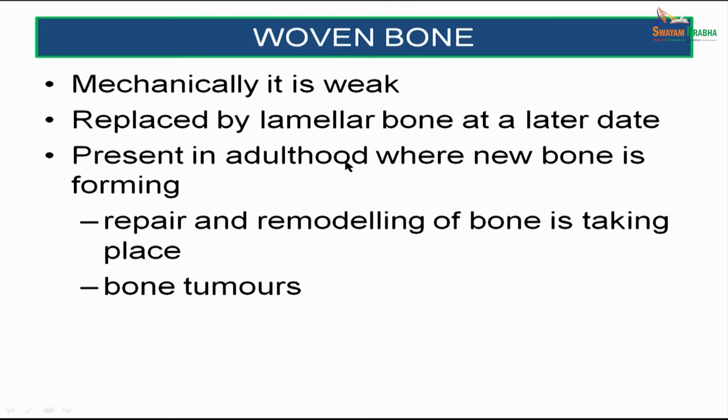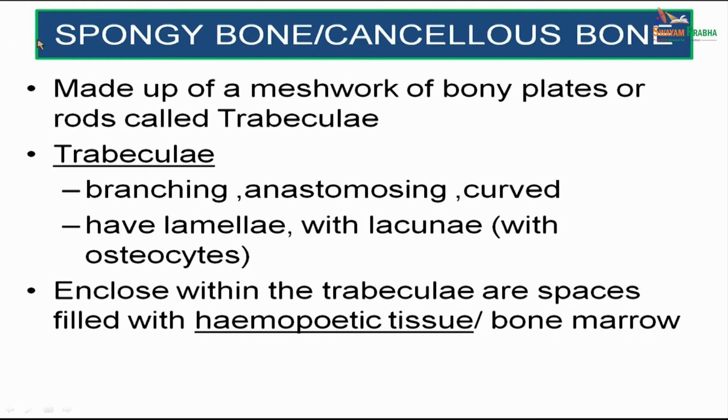Now, in adulthood we get woven bone only in certain conditions, when there is repair and remodeling of bone taking place, or if there is a bone tumor. Now, we come to the next variety, that is the spongy bone or the cancellous bone.